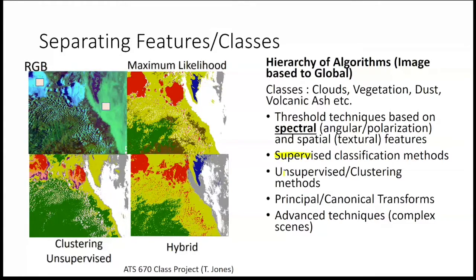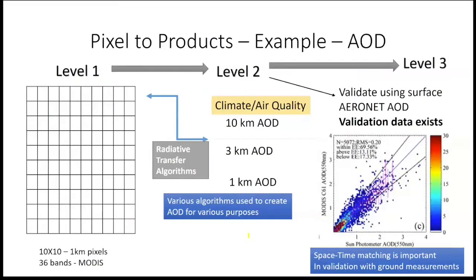It could be supervised classification, unsupervised classification. Principal or canonical transforms are basically rotating the axis, and then there are a lot of advanced techniques for complex scenes. Advanced techniques could be anything from neural network type of techniques to classify things like CIs. It's often very hard to classify complex images using spectral signatures alone, and therefore advanced techniques become very useful.